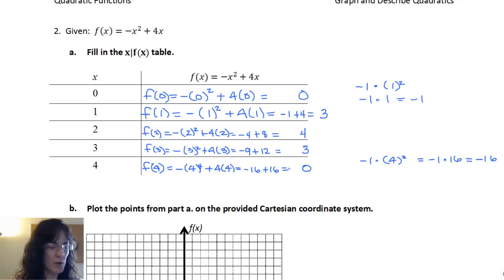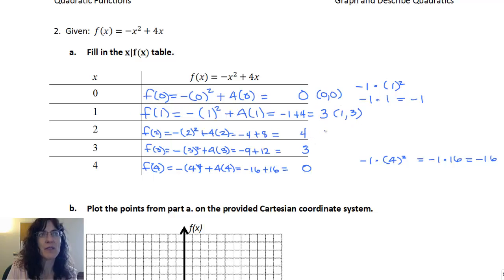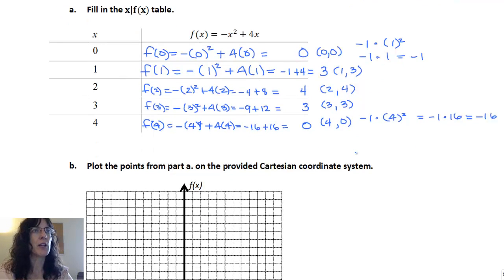Now I do know ordered pairs. So for the first one I have 0 for the x and 0 for the f of x, so that gives me 0, 0. The next one I have 1 for the x, 3 for the f of x, so that gives me 1, 3, 2 for the x, 4 for the f of x, 3 for the x, 3 for the f of x, 4 for the x, 0 for the f of x. So I have ordered pairs as well. Now I can use those to graph.